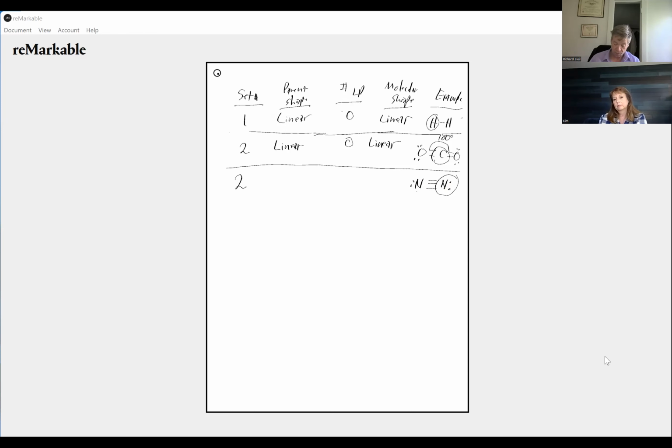So what's the molecular shape? It's linear. Now we're going to take away the lone pair of electrons. Well, guess what? We still have 2 atoms. 2 points define a line. Guess what? Nitrogen is linear.